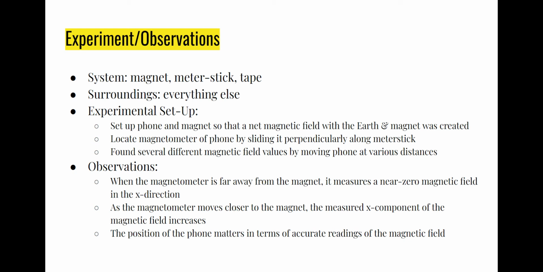Observations from this lab were that when the magnetometer is far away from the magnet, it measures a near zero magnetic field in the x direction. As the magnetometer moves closer to the magnet, the measured x component of the magnetic field increases, and the position of the phone matters in terms of accurate readings of the magnetic field.